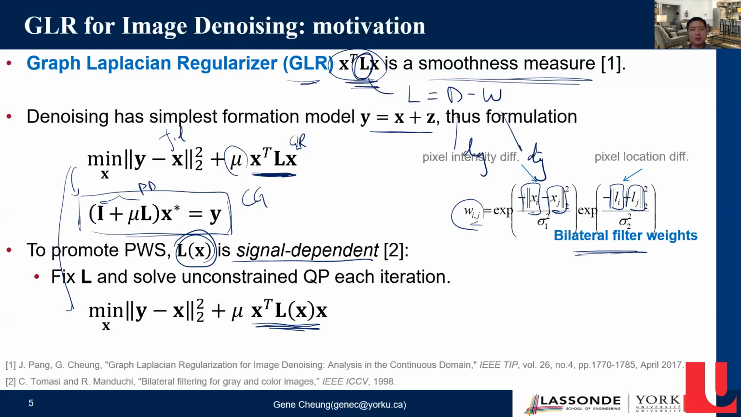So this is a complicated optimization to solve. Then typically what you would do is you would fix L using your previous estimate of x. You solve this unconstrained quadratic programming problem, which is here. You have a new x, you update your edge weights again, and you solve it again and again. It turns out this process would promote piecewise smoothness, which is typically what you want in imaging. You can look into the details in this first reference here. We discussed this signal-dependent graph Laplacian regularization in quite a lot of detail.